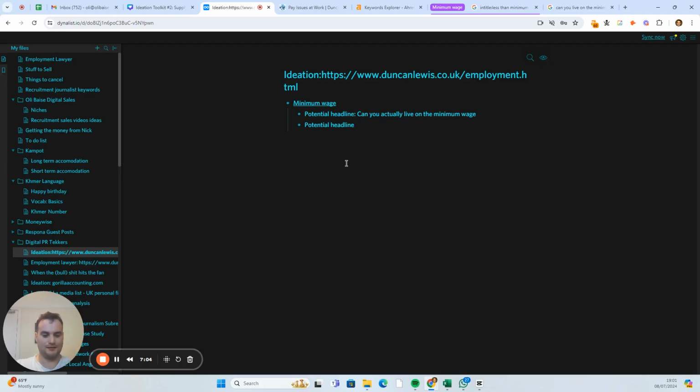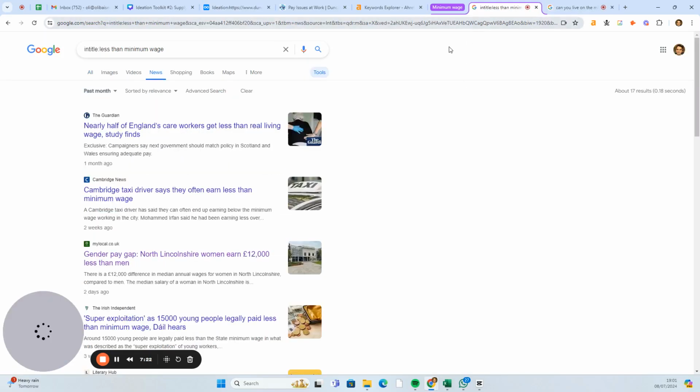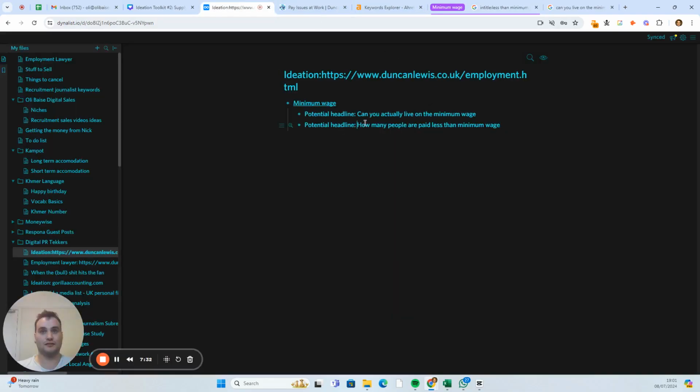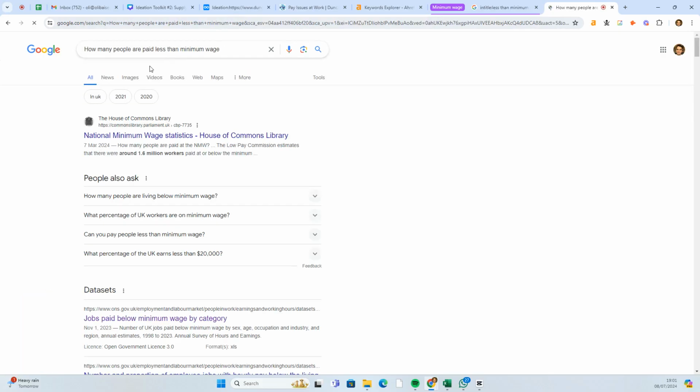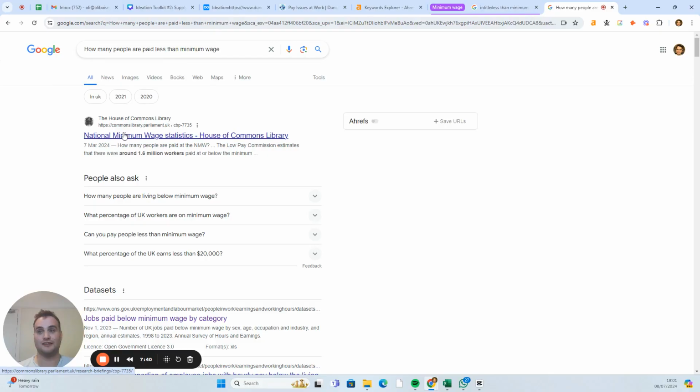How many people are paid less than minimum wage? And I accept that there is a degree of creativity you need here. I'm sort of turning these findings into headlines, and that's just something that comes with practice. You're not going to find the exact answer there, but it's just to give you ideas. But then we Google how many people are paid less than minimum wage, national minimum wage statistics.